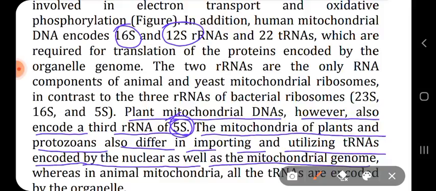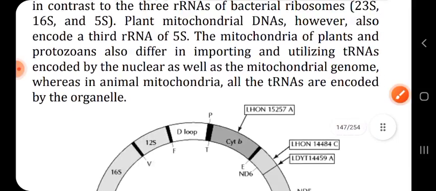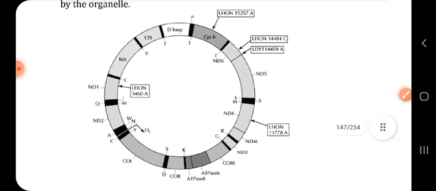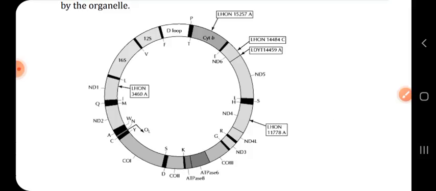So the mitochondria of plants and the mitochondria of protozoa also differ in their function according to their importing and utilization of tRNA, right? So this is the main genome, this is the main mitochondrial genome.